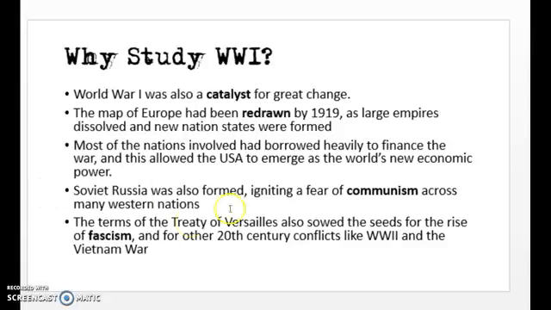Another important thing that came out of World War I is that we have Soviet Russia. So halfway through the war, we have this huge revolution in Russia, and they decide to adopt communism. And this is a huge issue that lasts for basically the entire 20th century. So communism is really present during this time.